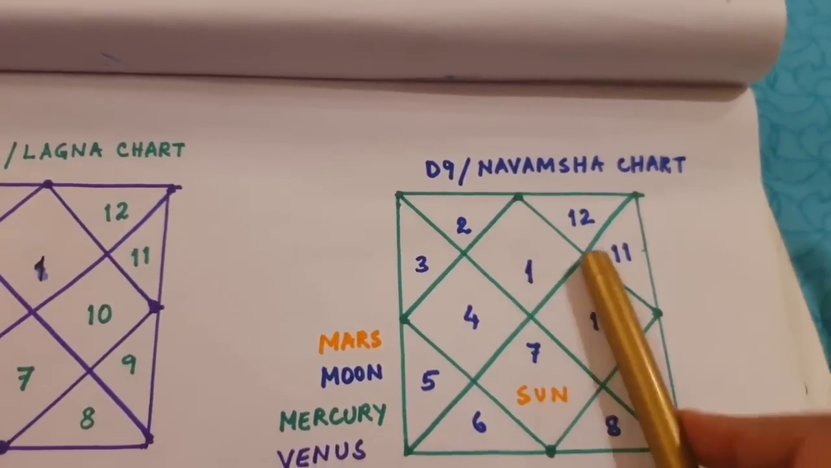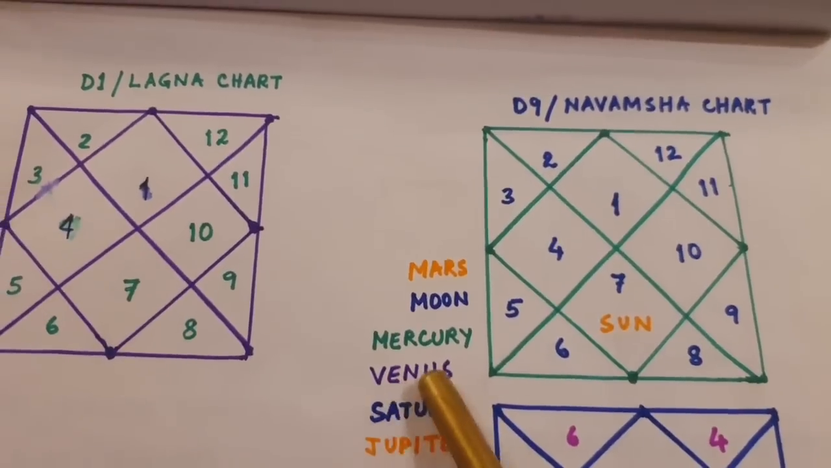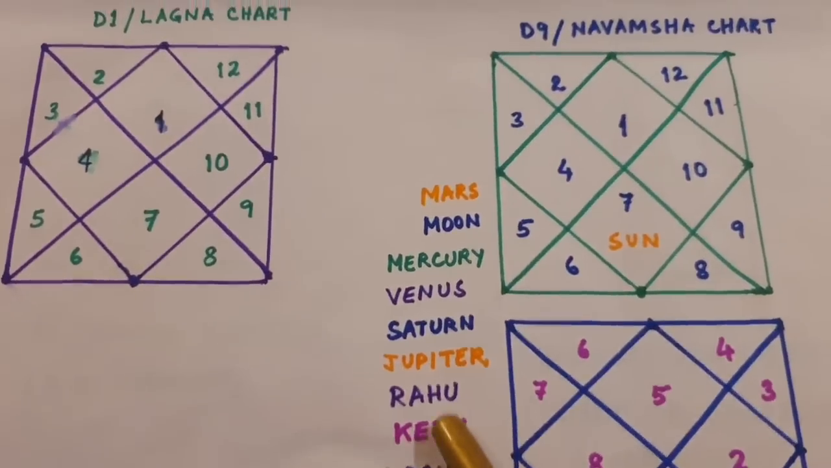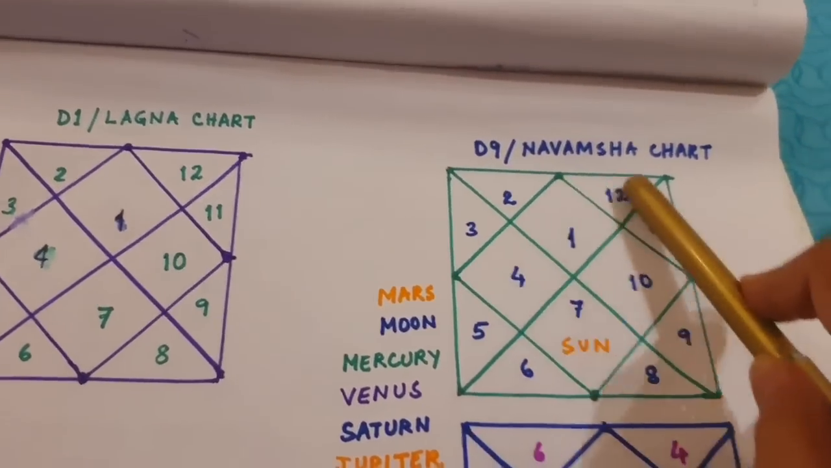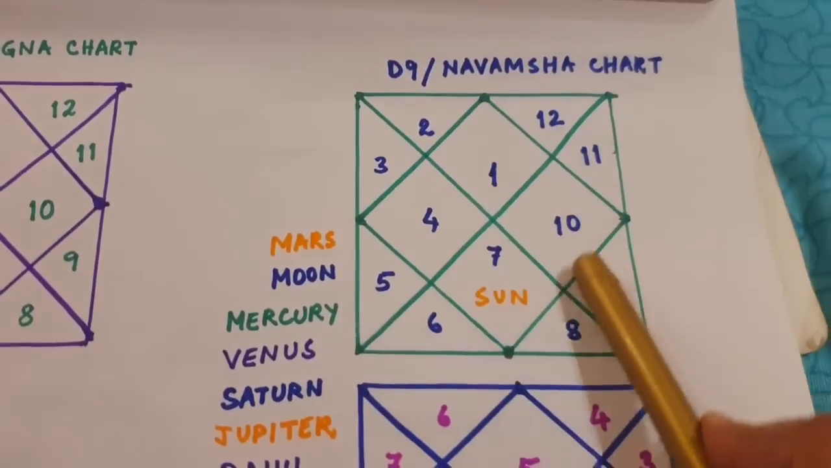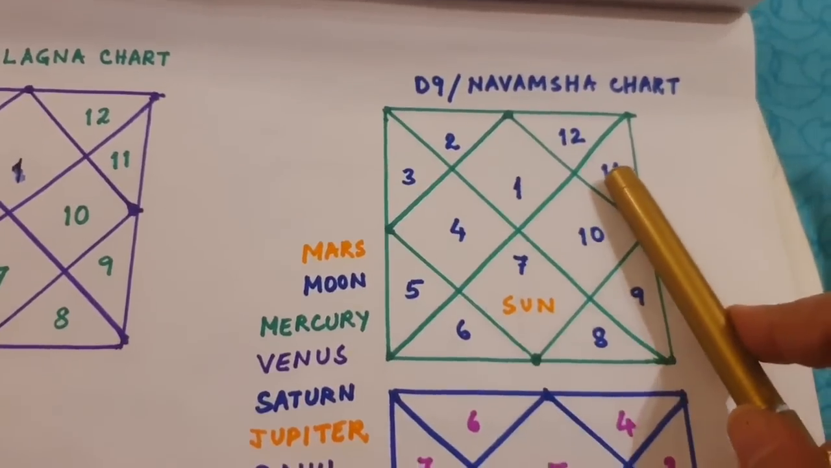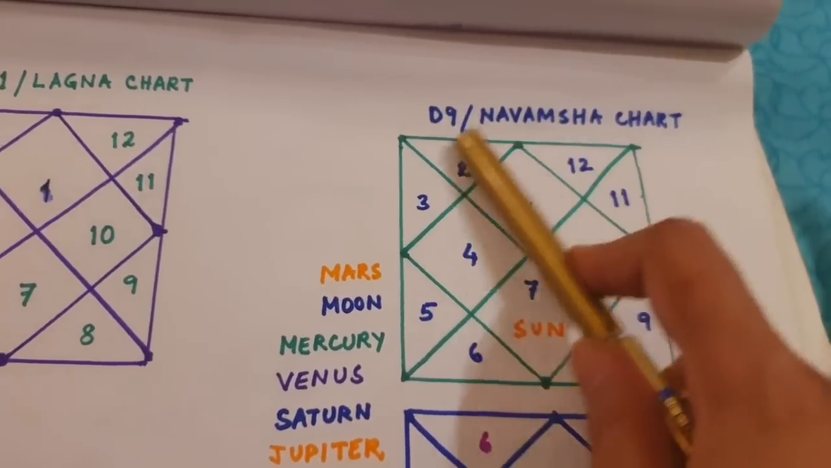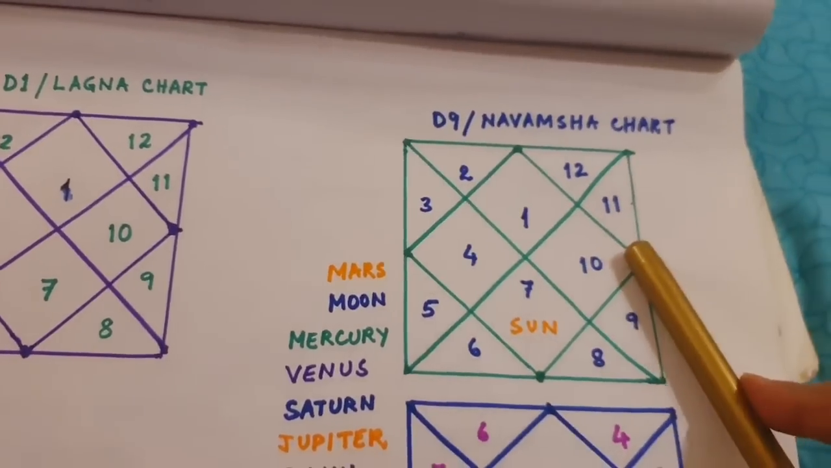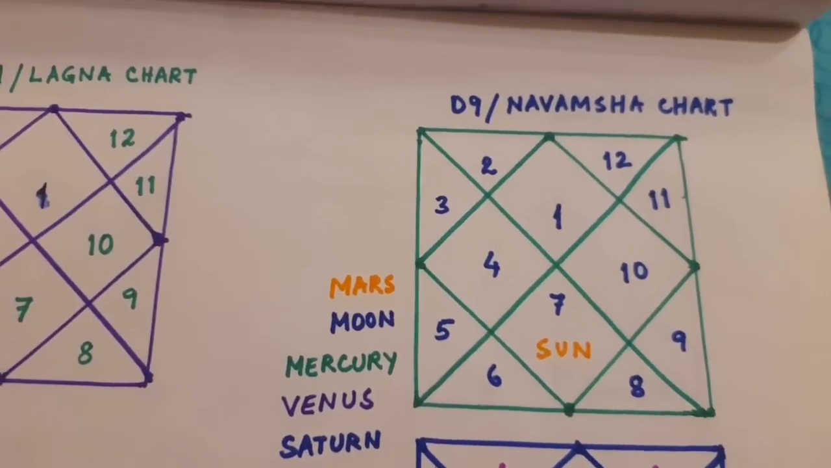So what you have to do, you have to find out where. See, I'm talking about the planet Venus. Here you see Venus is written. So these are all the planets. So Venus is written here. So where Venus is placed in the D9 chart, that's what you have to find out. Is it placed in the 7th house? Is it placed in the 11th house, or 2nd house, or 4th house? Find out where it is placed in your D9 or Navamsha chart. So today's video is all about that.